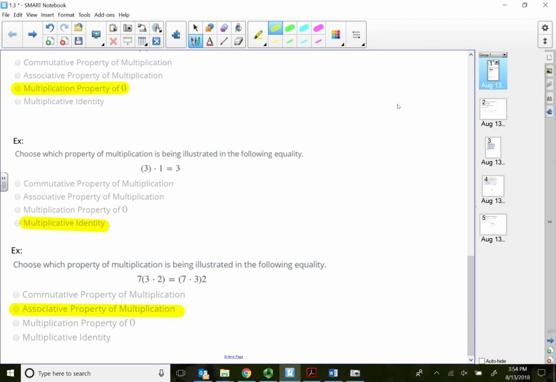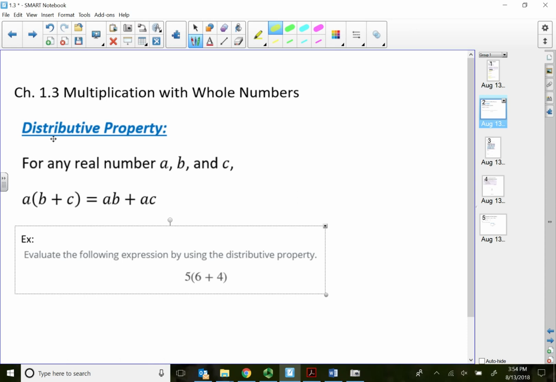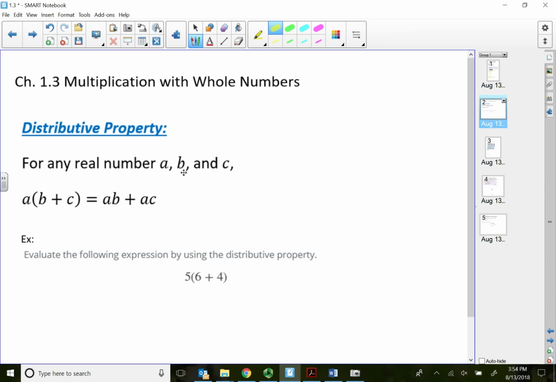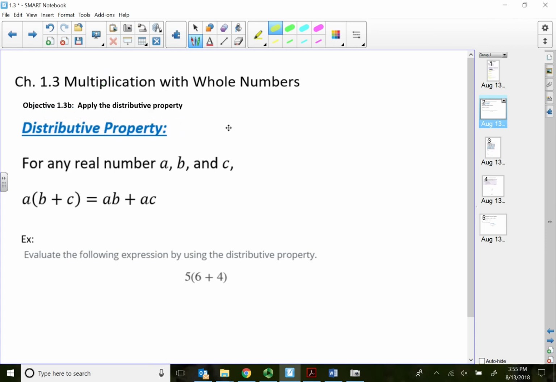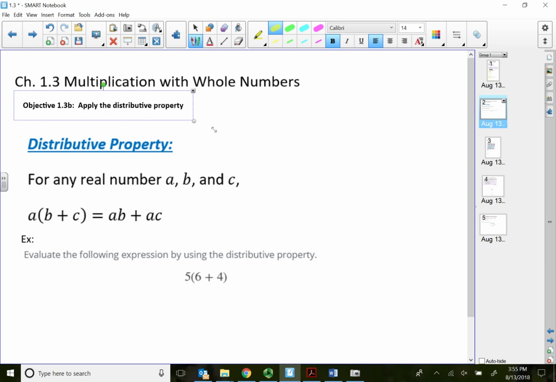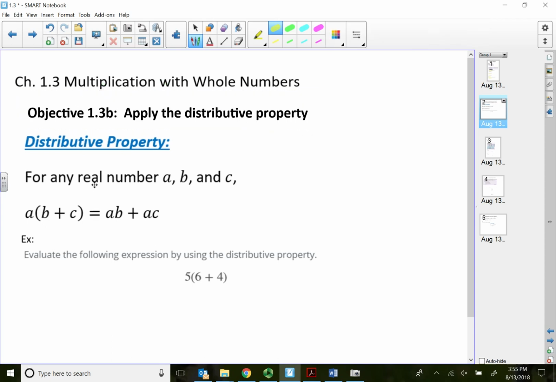I'm going to go ahead and introduce objective B, something called the distributive property. Distributive property says for any real numbers A and B, which I meant to talk about back in the very first video. Real numbers. Maybe I can pull it back up.